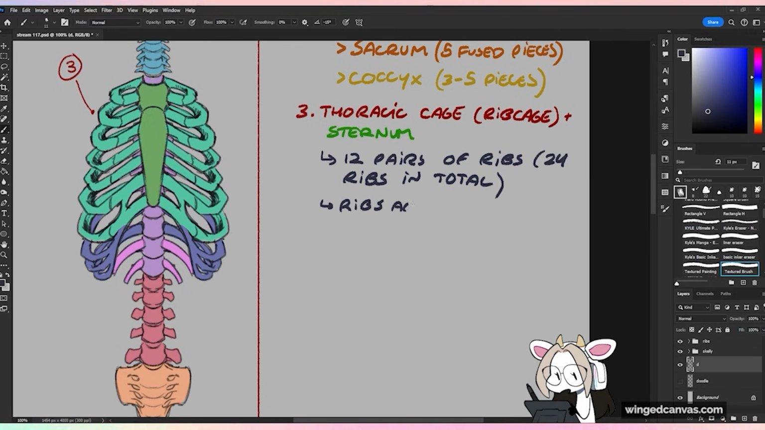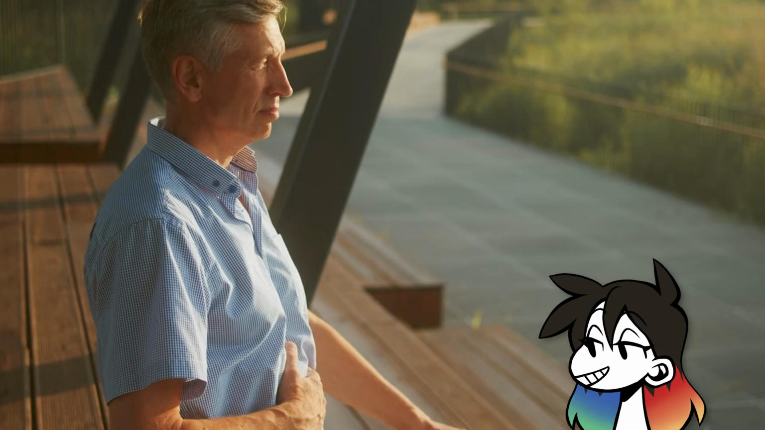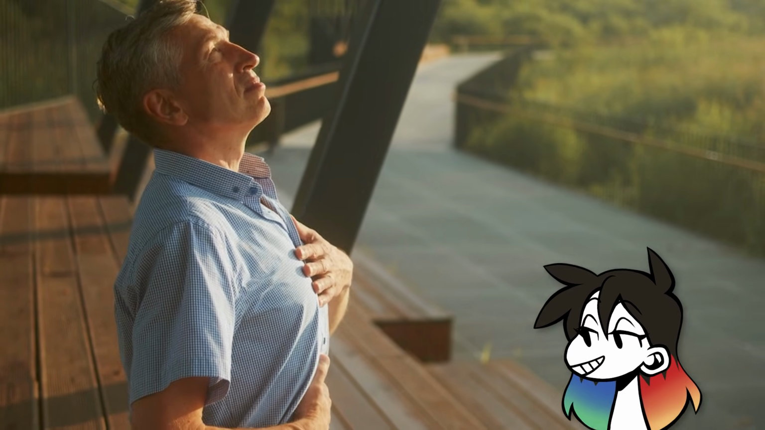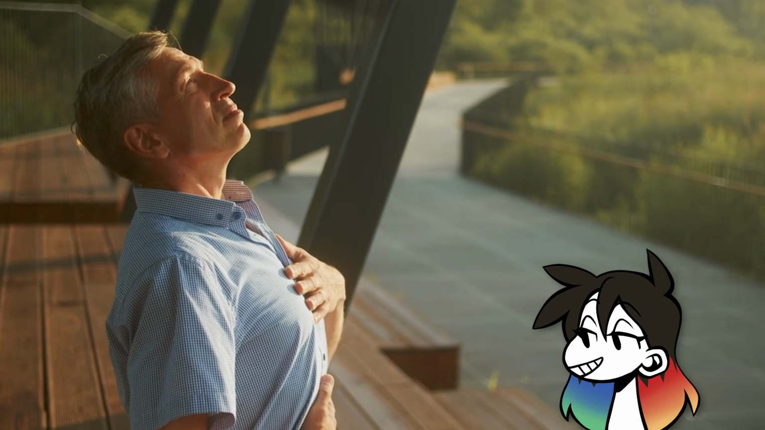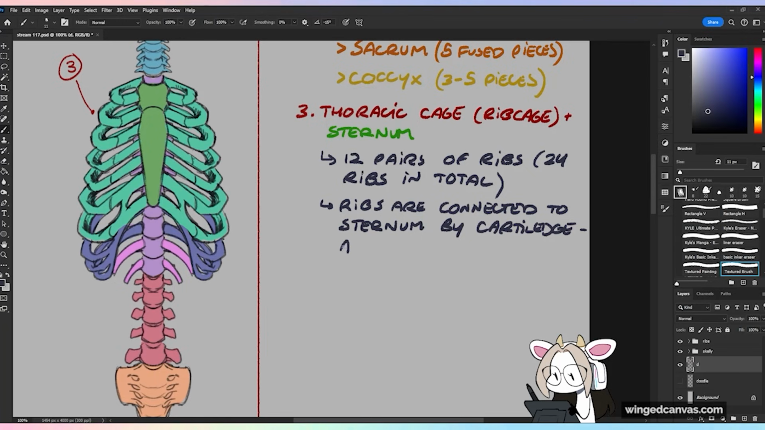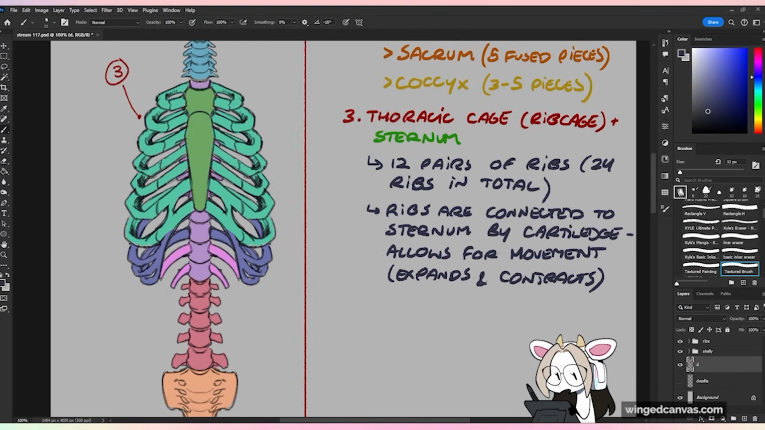So ribs are also actually connected to the sternum by cartilage. If you take a deep breath in, deep breath out, you can feel your chest expand and decompress. That is your rib bones moving and expanding to allow your lungs to expand and contract, right? So ribs are connected to the sternum by cartilage, and this allows for movement, expansion, and contraction, which is what your lungs need to do in order to move.